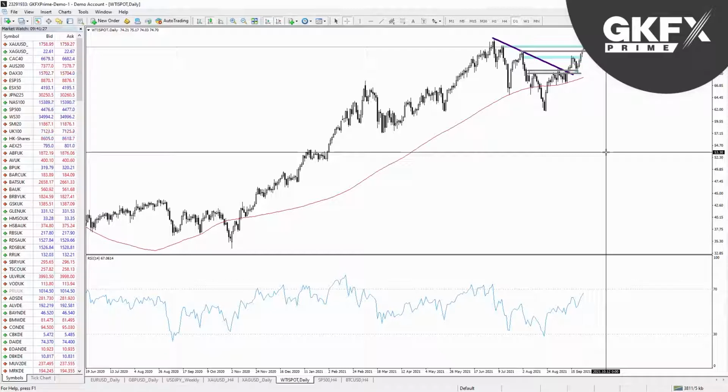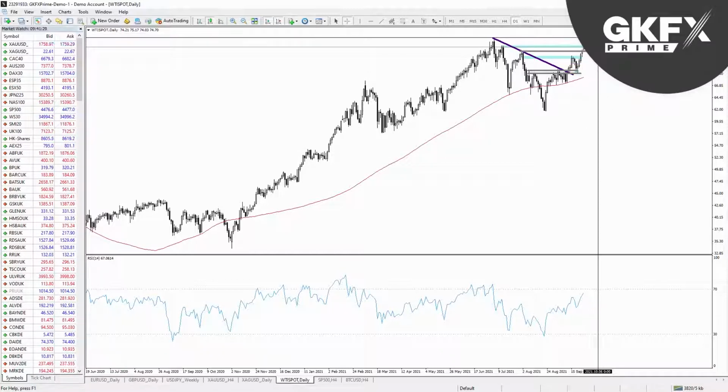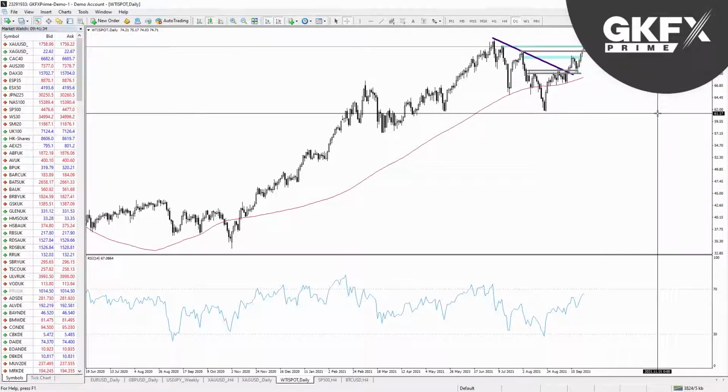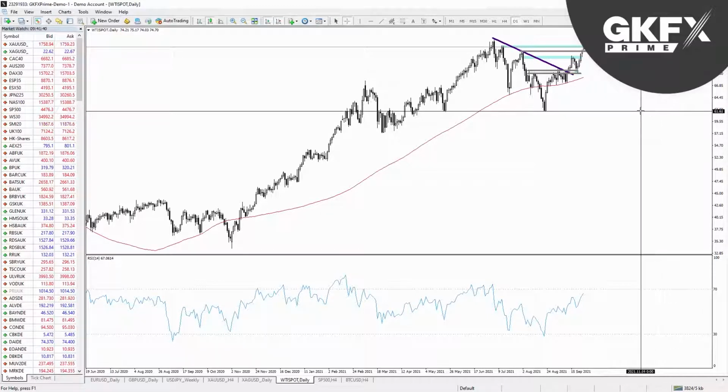I'm not tempted to sell this market yet. If we do see some interesting price action at the high at 76, and maybe it's a double top, then that could be interesting. But it's a positive market for now.